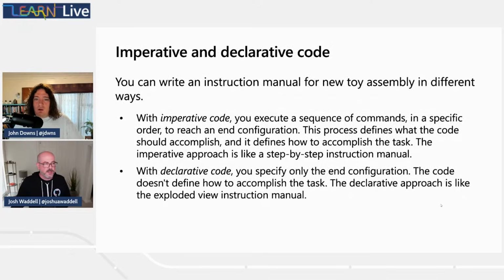Okay. All right. So we teased this a little bit before. We were going to talk a little bit about imperative versus declarative code. So John, tell us a little bit about the difference.